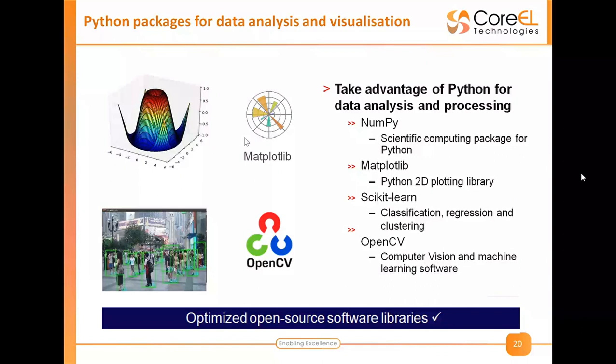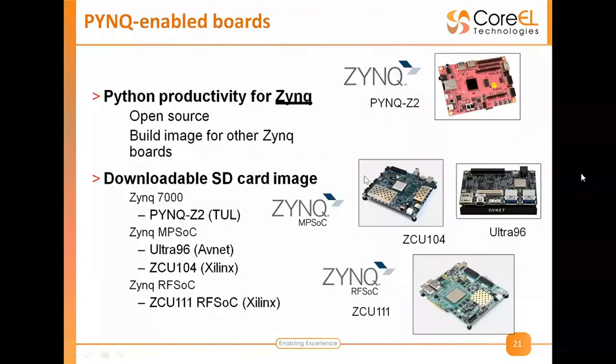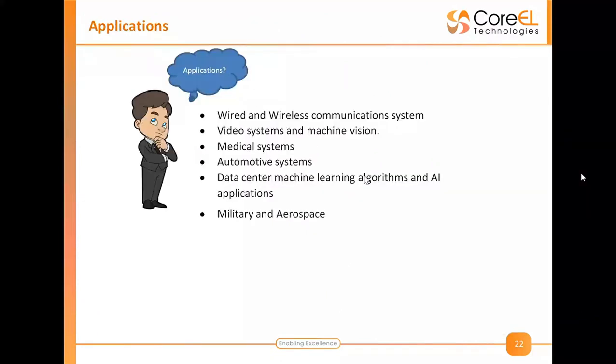It also has different Python libraries. This is the OpenCV example. This is a Matplotlib example. You will be implementing both of these in a simple example there. These are the various applications. They include aerospace, automotive, video systems, image processing, wireless communications, and AI/ML applications.